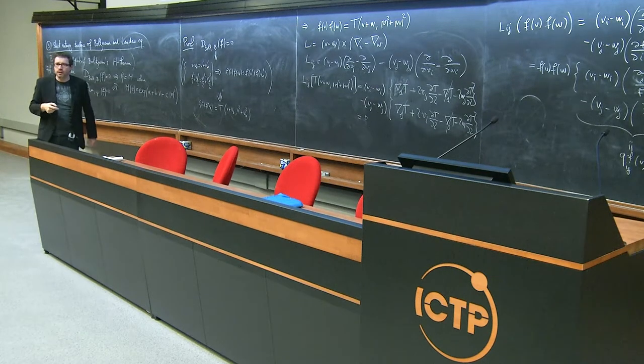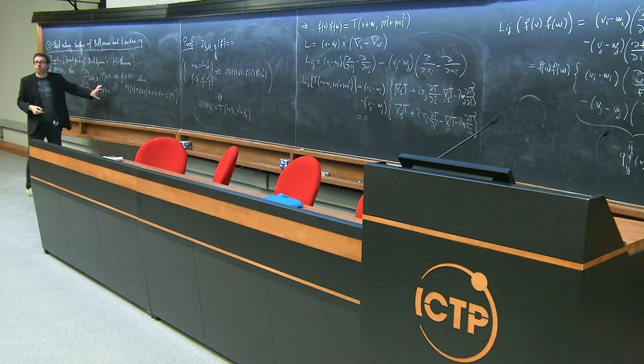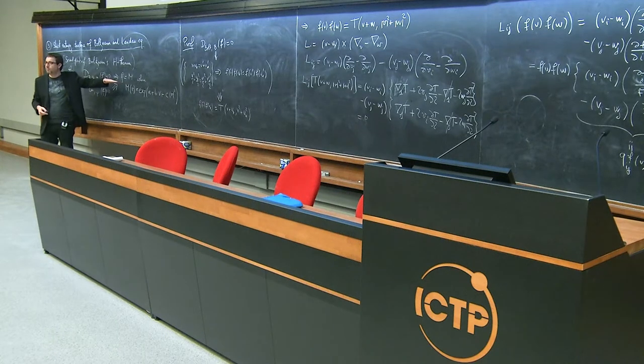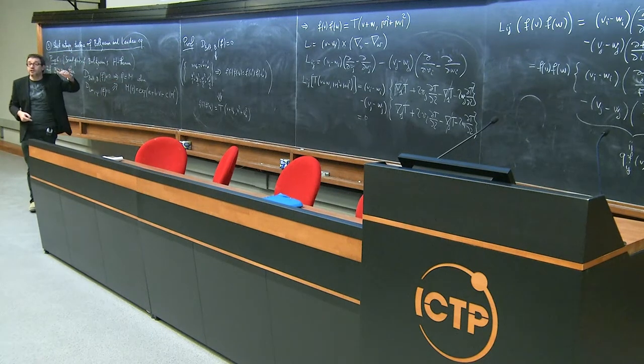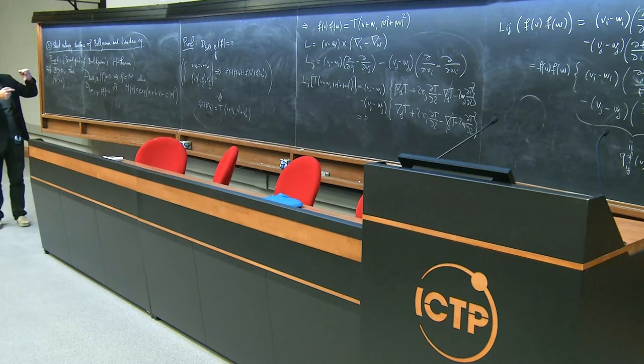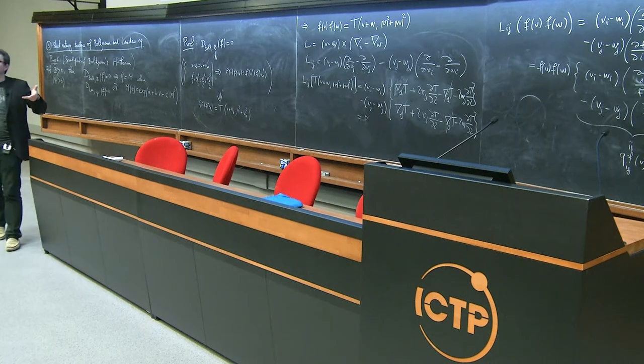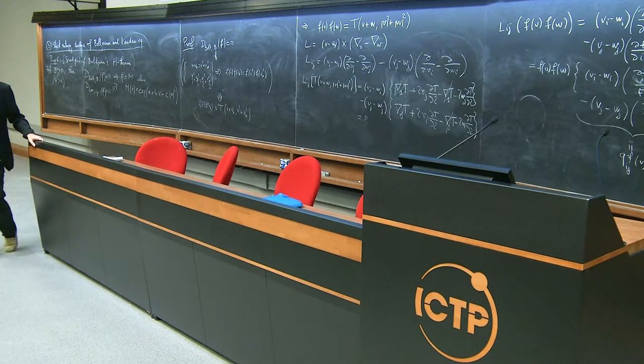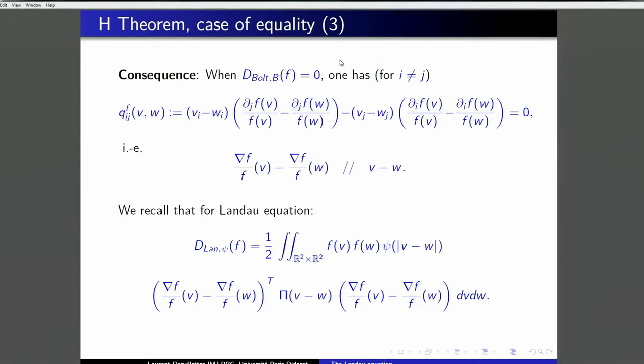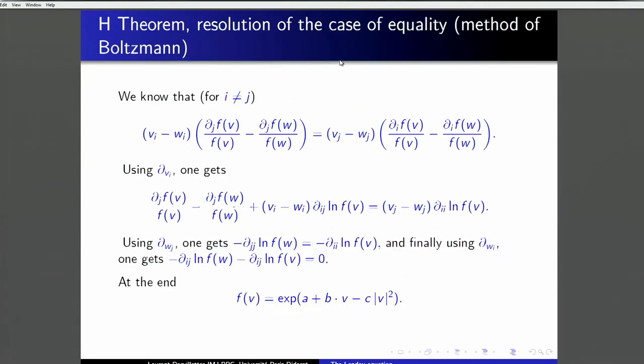And as you can see, the proof of this part of the proposition is just a consequence of the proof of the previous proposition, because there is an intermediate step at which you sort of transform the computation on the Boltzmann kernel into the computation for the Landau kernel. So from now on, we will start from here, and we will prove at the same time both parts of the proposition. Let me first describe to you the proof due to Boltzmann.